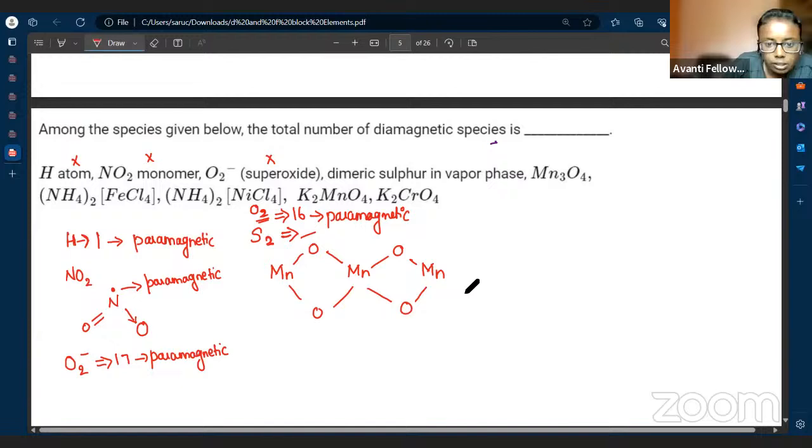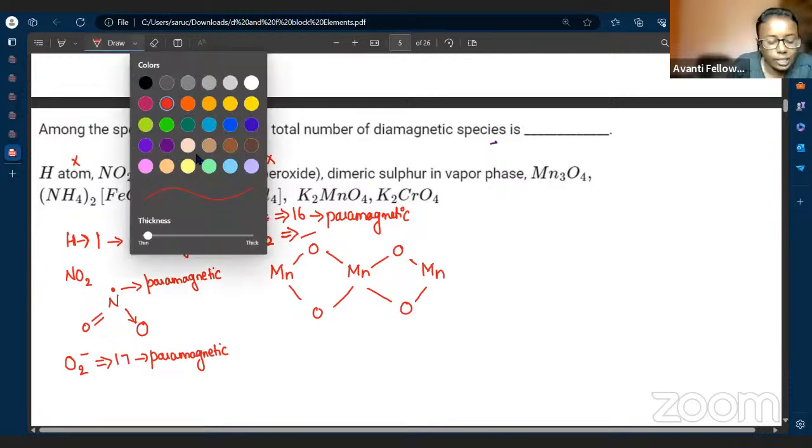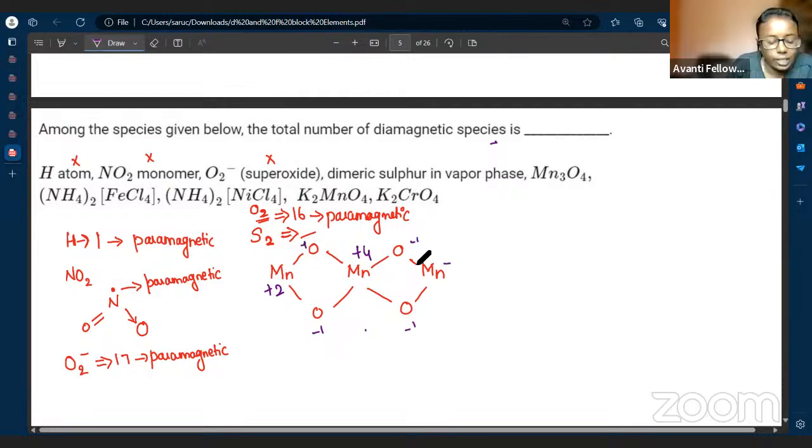Okay, so I have Mn3O4. Now, what is the oxidation state of the first Mn? It is going to be +2. And the other is going to be +4 and +2. So you have manganese in +4 and +2 oxidation states.